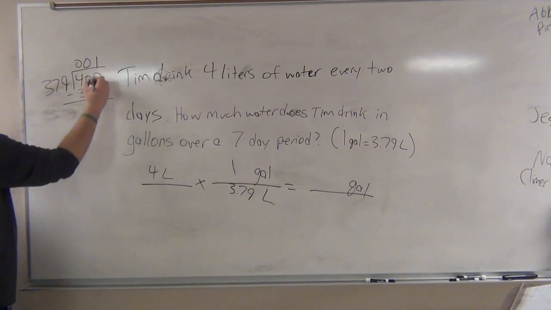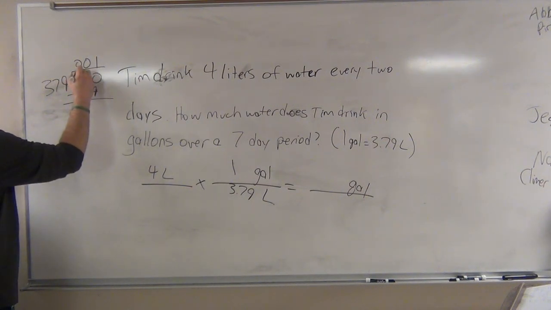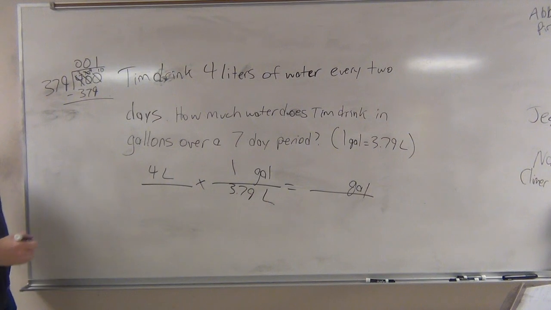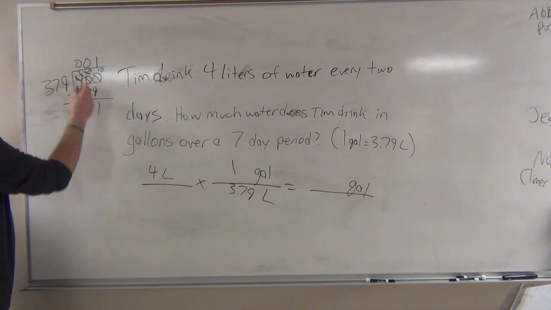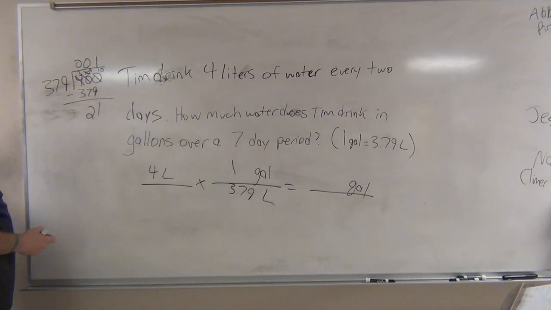379. Alright, show my borrow steps. That turns into a 3. This turns into a 10. Turns into a 9. Makes that a 10. 10 minus 9 is 1. 9 minus 7 is 2. And then of course nothing.